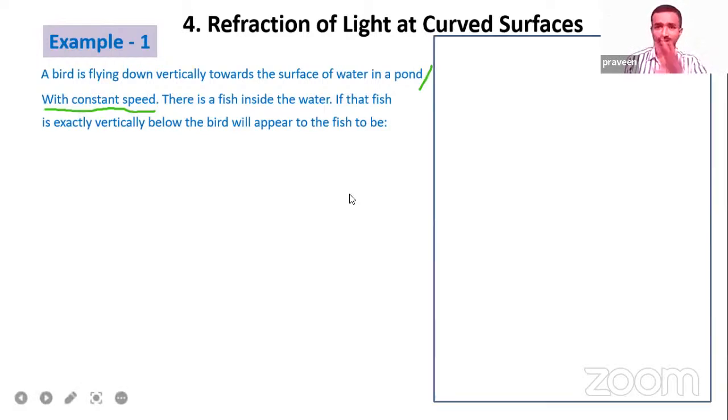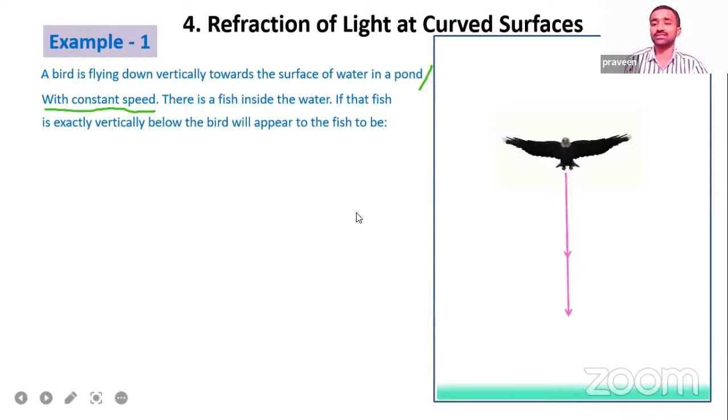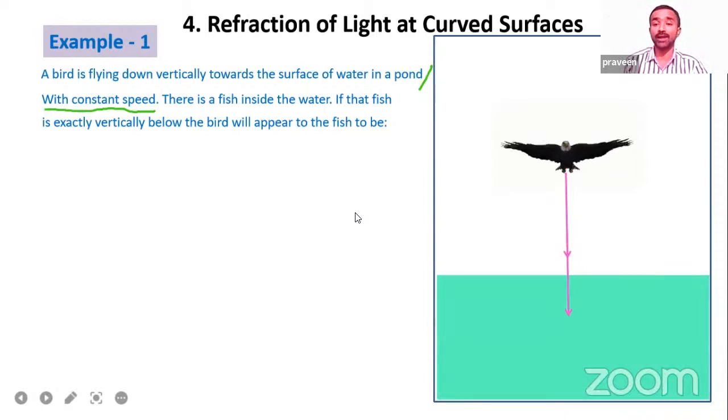Here you can draw an image for this given information. I am taking one area for this figure. It is for a bird flying vertically down above the pond. Below it is the pond, so the water surface is a plane surface. Above the pond, the bird is flying vertically down. Exactly below it, what is there? A fish is inside the water.